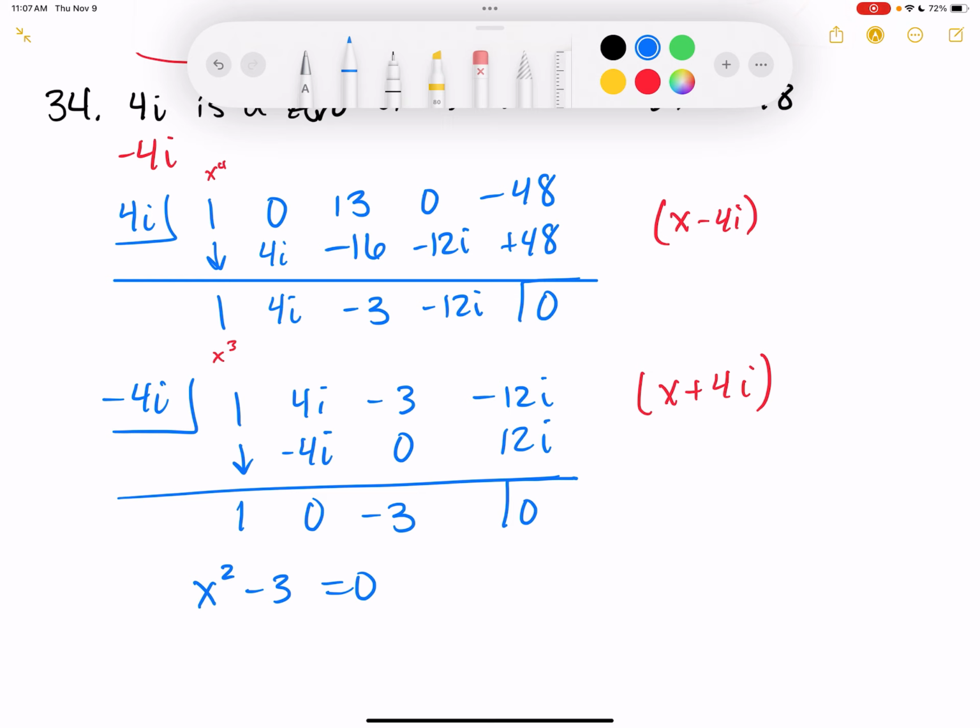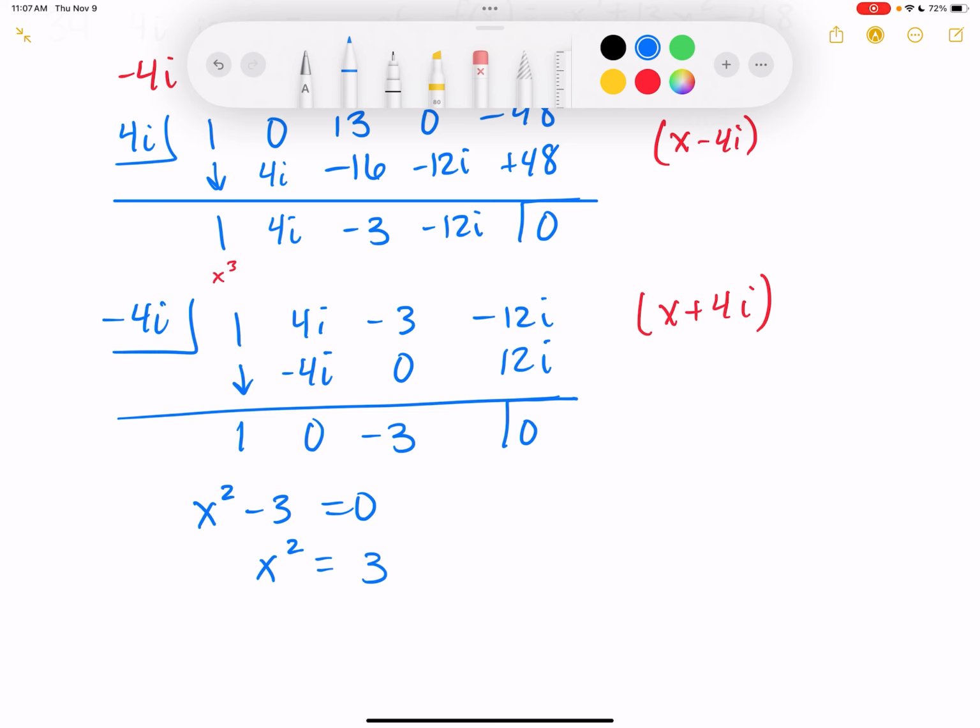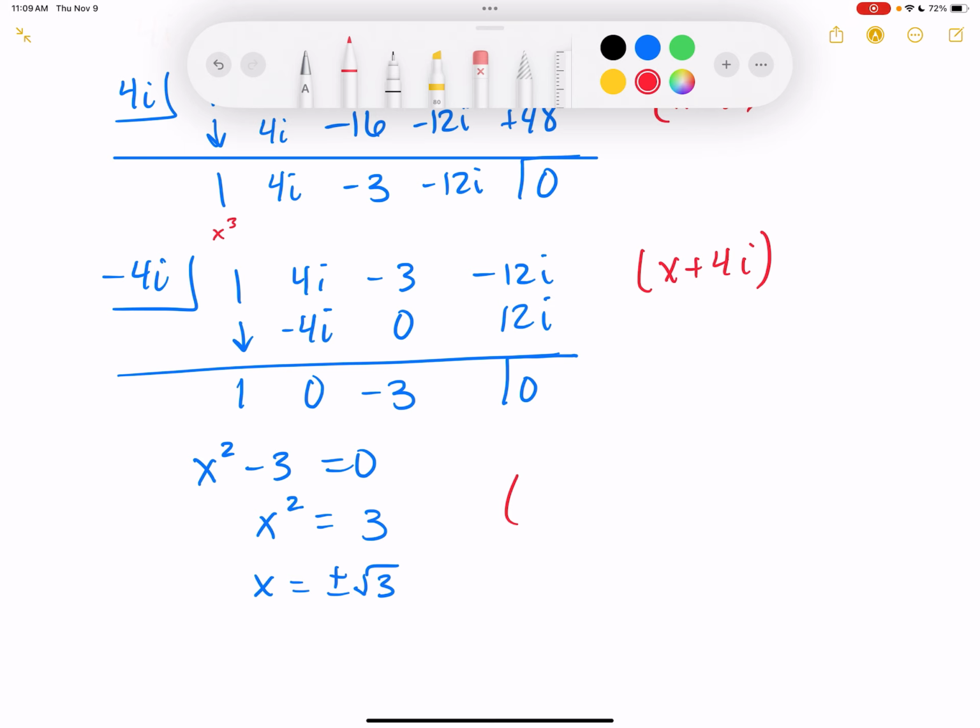So this one's nice. We can't factor, but I can move the 3 over and then take the square root. So x squared is equal to 3. So then take the square root of both sides. That gives me what? Plus or minus the square root of 3. Yep. So plus or minus the square root of 3. So that means that then I have factors of what? X minus square root of 3, x plus square root of 3, x plus 4i, x minus 4i.